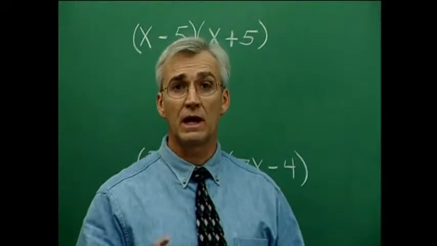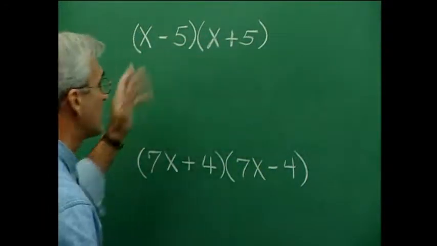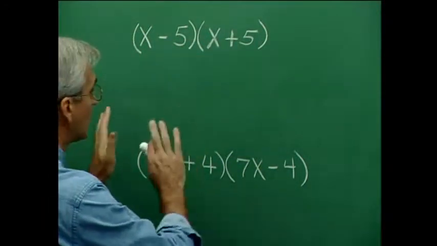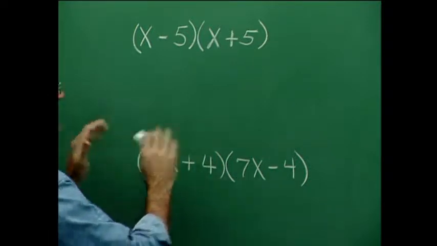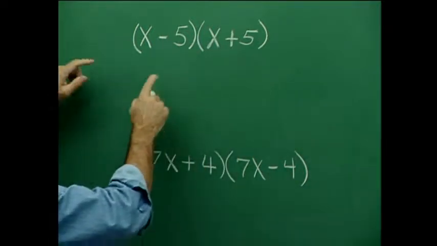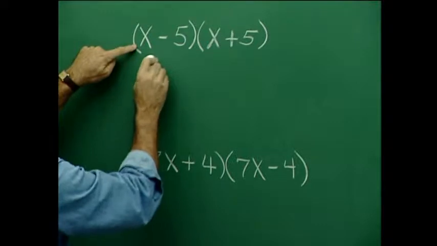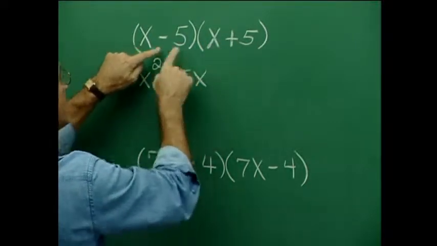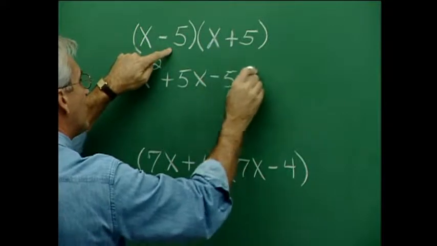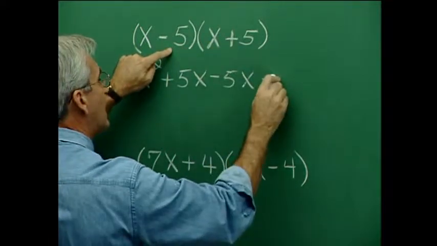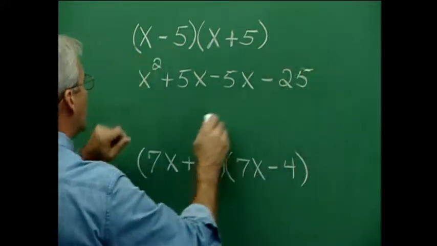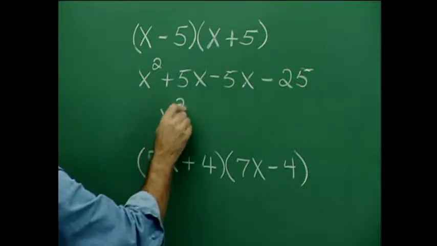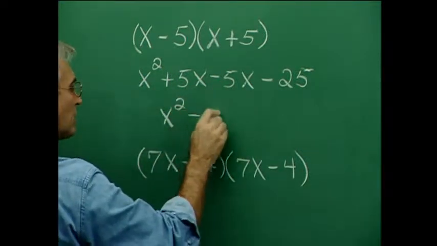Recall that when we multiply the sum of 2 terms times the difference of the same 2 terms, the middle term sort of goes out and we get the difference of squares. Here's the long version of that. x times x is x squared, then x times 5, 5x, and minus 5 times x, minus 5x, then minus 5 times 5 is minus 25. And we end up with x squared, and these terms go out, then minus 25.